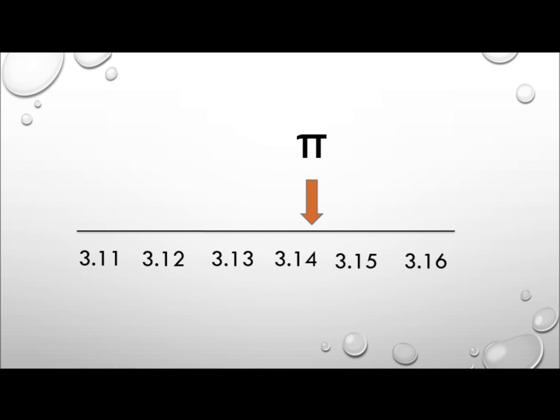In fact, we could go on zooming in to the number line for as many times as we want. No matter how much we zoom in, we will never ever get an exact value for pi.